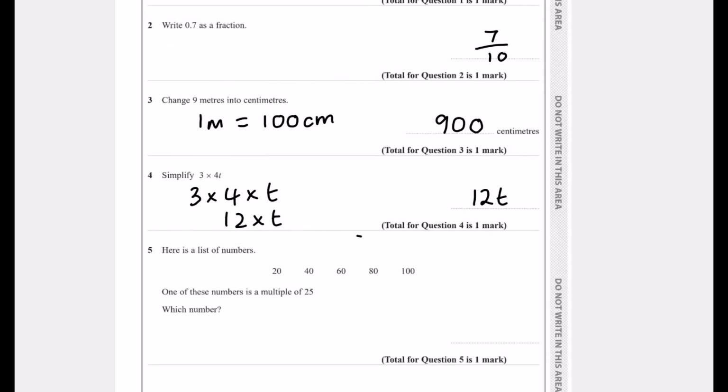Question 5, here's a list of numbers. Which one is a multiple of 25? Which one is in the 25 times table? So 25, 50, 75, 100. 100 is 4 lots of 25.